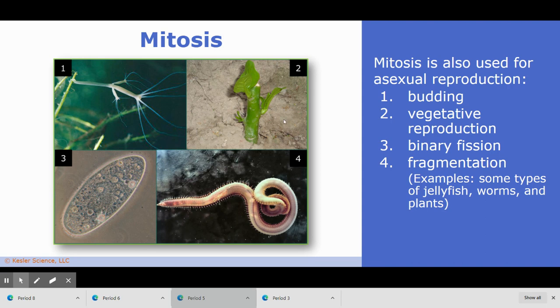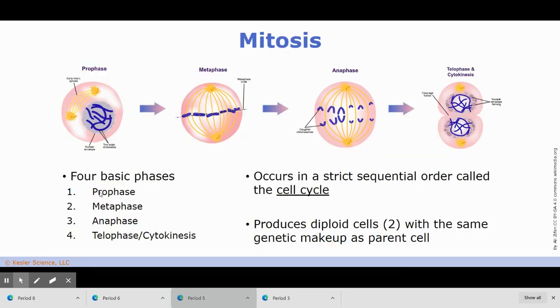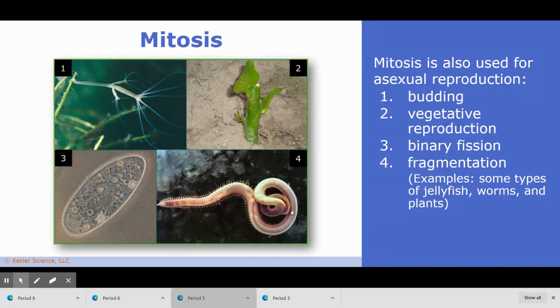Number two is showing vegetative reproduction. There's offshoots underground that you can't see from the parent plant, and they're going to grow out, and you can see a new plant growing here. Number three is showing that this single-celled organism will go through binary fission. And then number four is showing that this organism can use fragmentation. It can be segmented into different pieces, and those will grow into identical adults.